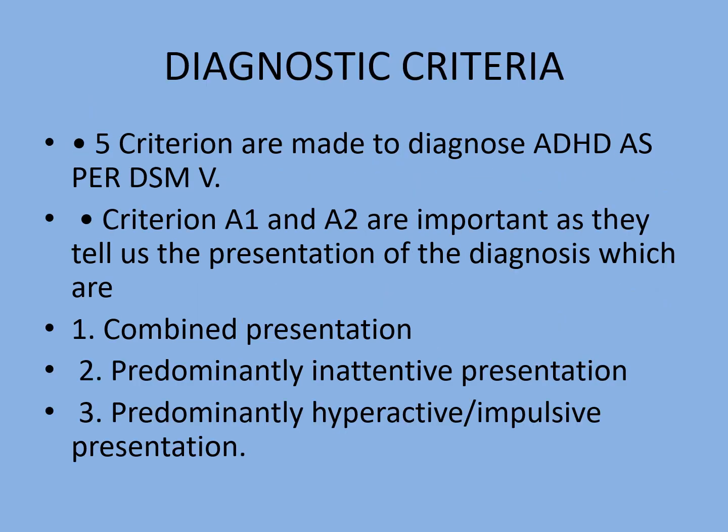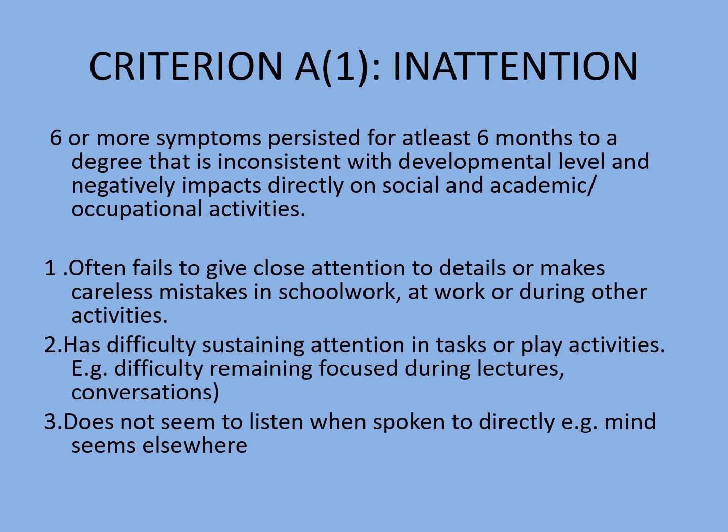The diagnostic criteria as per DSM-5. So 5 criteria are essential. Criteria A, which includes 1 and 2. Criteria A1 and A2 are important as they tell us the presentation of the diagnosis, which can be combined presentation, or can be predominantly inattentive presentation, or predominantly hyperactive or impulsive presentation.